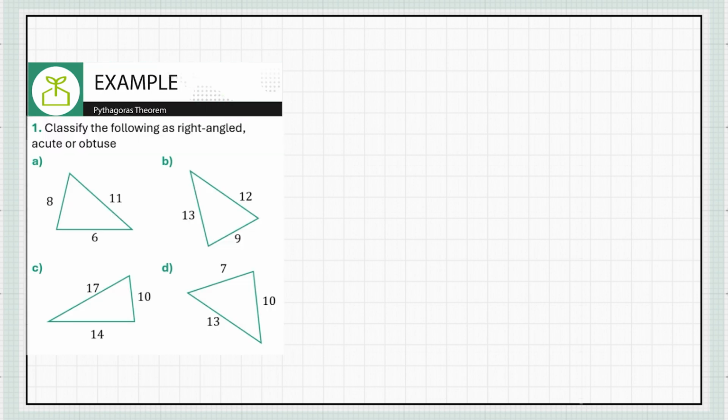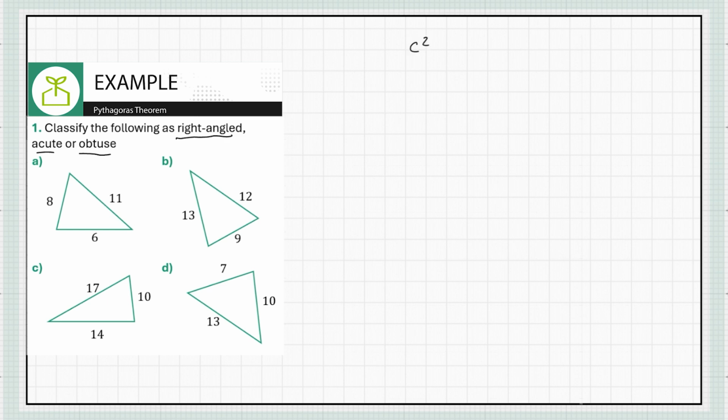Okay, welcome back. So last thing we can do with the Pythagorean theorem when it comes to classifying triangles is to classify whether it is in fact right-angled, acute, or obtuse. So last video we looked at right-angled triangle classification. In this video we're going to look at whether something is acute or obtuse. And there's a couple of rules to remember.